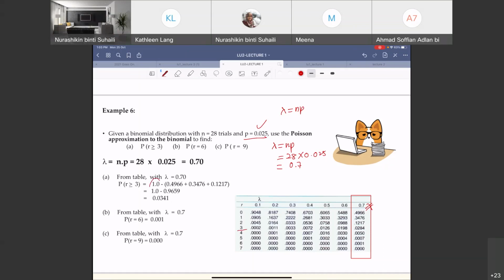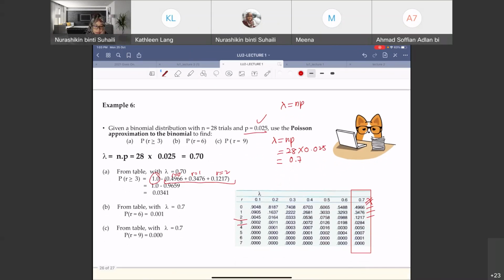You have to subtract from 1, so you have to find this, this and this first, because those refer to r equal to 0, r equal to 1, r equal to 2. You want to find 3 and above, right? So you have to subtract this from 1. So that's how you got it, and this is the value for this probability. For r equal to 6, that one is quite straightforward. It is this one. And then what happens with r equal to 9?